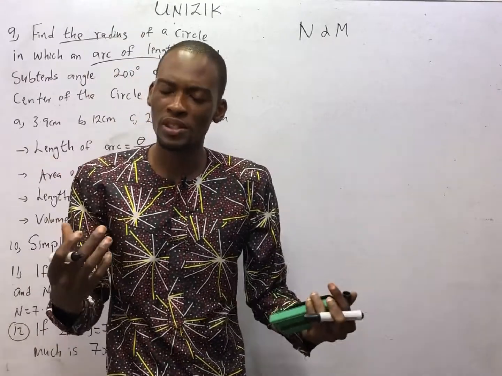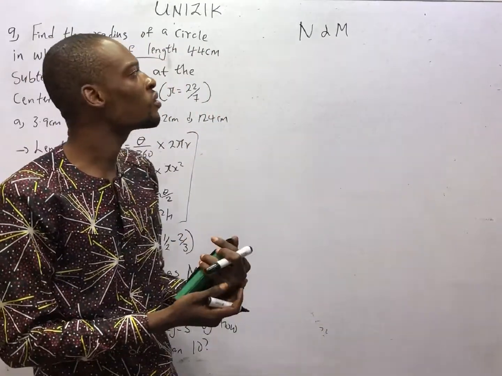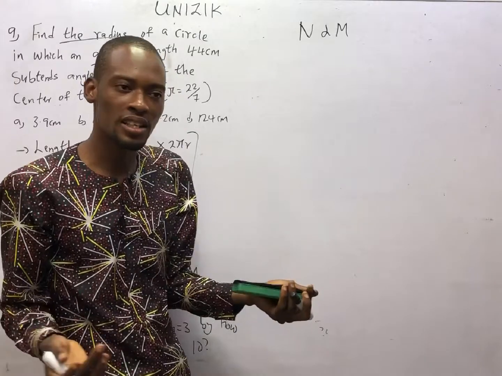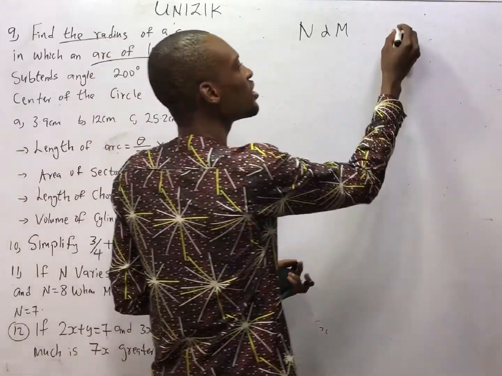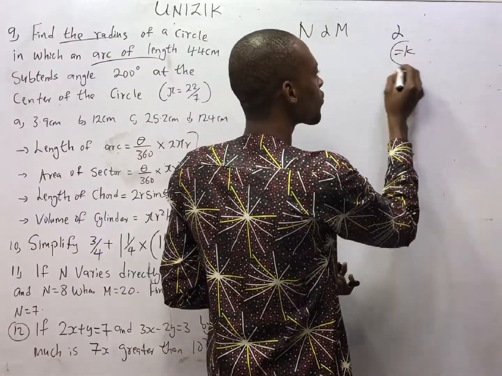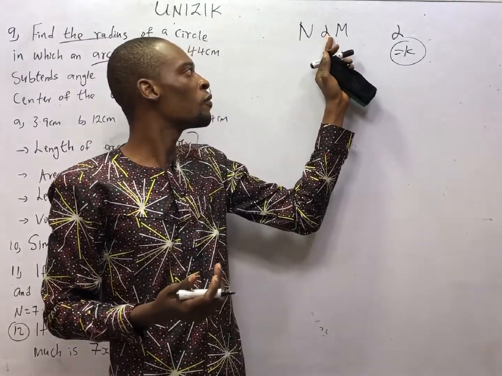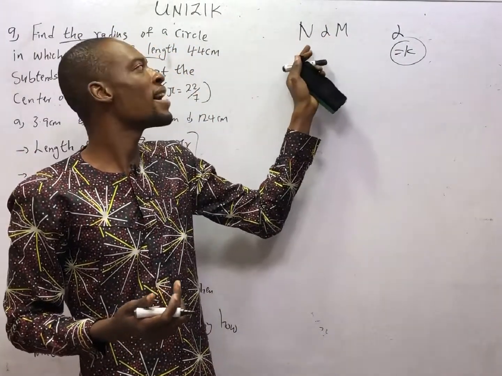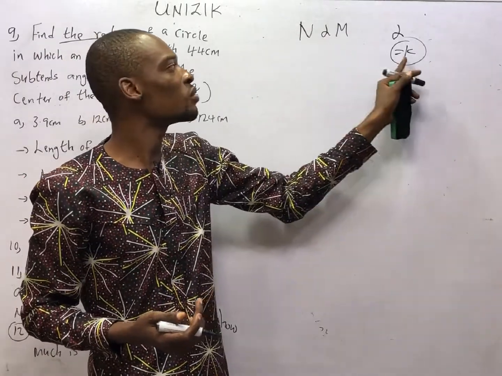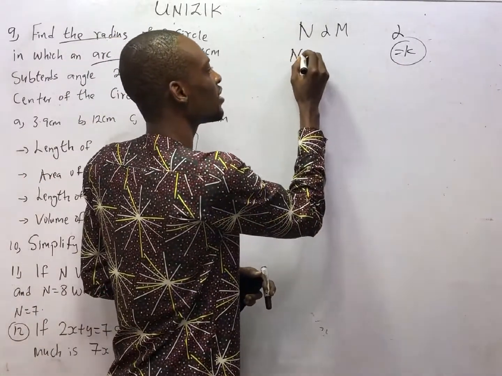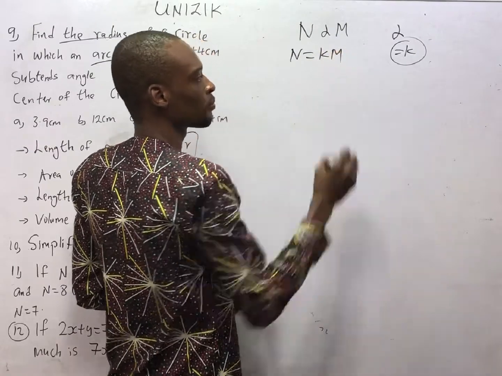Anytime you are given a question in variation, you change the proportionality sign to an equality sign. How do you do that? Anywhere you see this, change it to equals k. So if n varies directly as m, or n is proportional to m, changing this to equals k, you simply have n equals km.